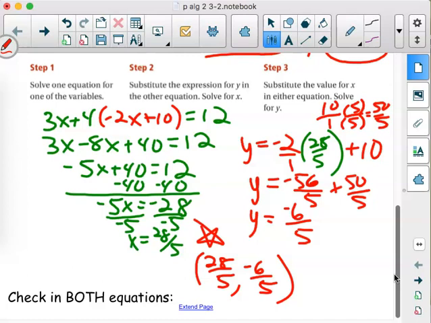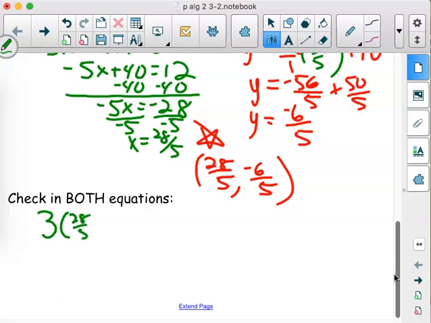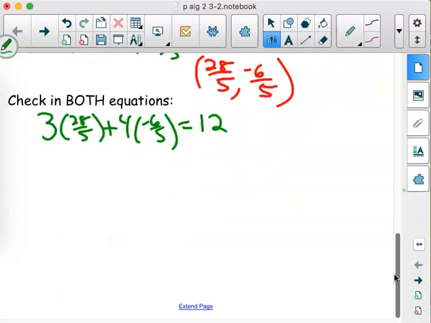And then we should always check our answers. Not everything is going to work out beautiful. We just got a fraction here. It looks a little obnoxious. So, and I scrolled up too far. I'm going to try and find those equations again. 3 times x plus 4 times y is supposed to equal 12. And 2 times x plus y is supposed to equal 10.